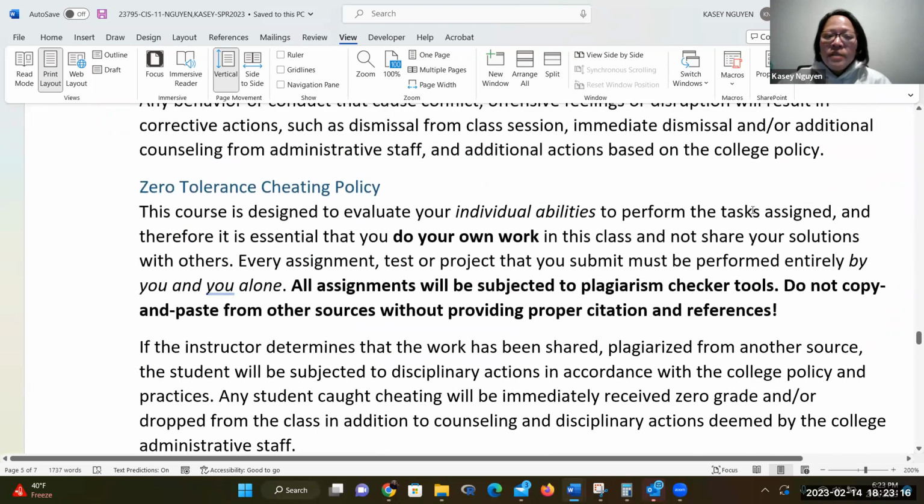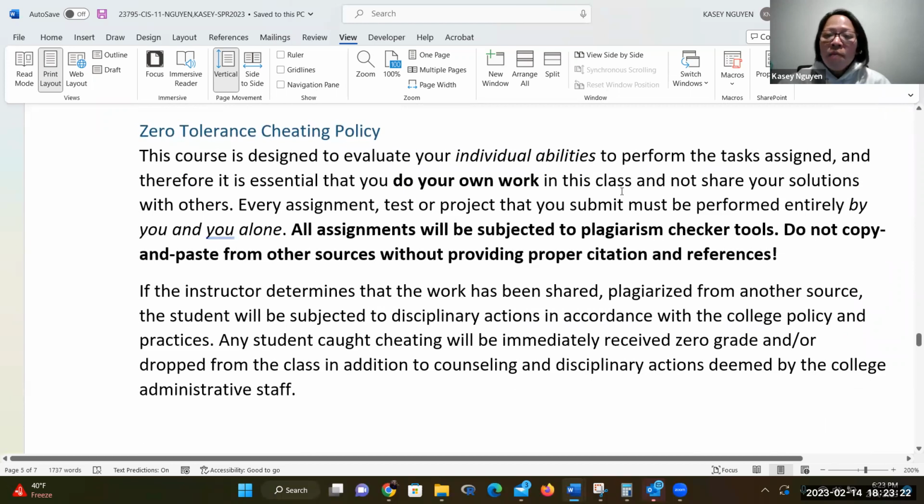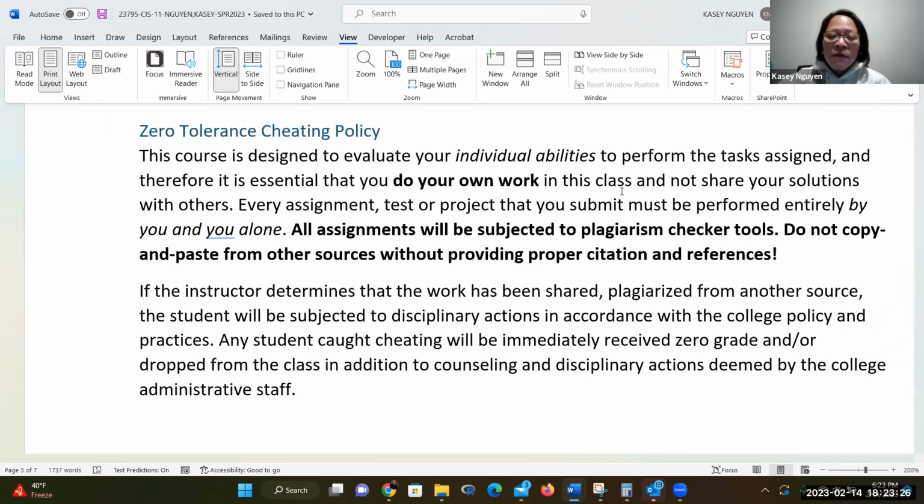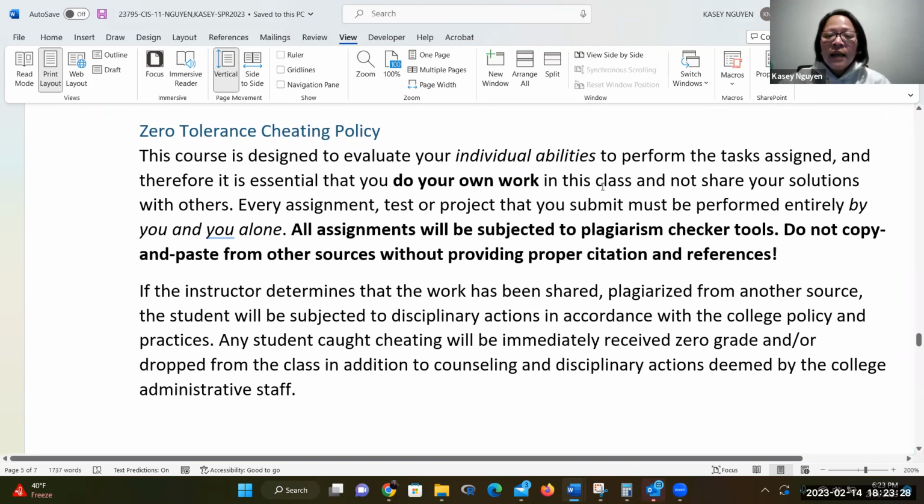I follow the zero tolerance for cheating policy. I do read your code, and so do not copy and paste someone else's code. You can look at it as a reference, and we will look at that. There are times that we will take a look at some of the examples. However, make sure that we do our own work.